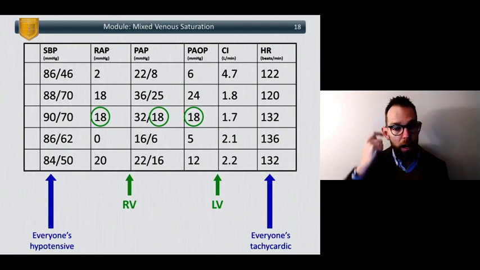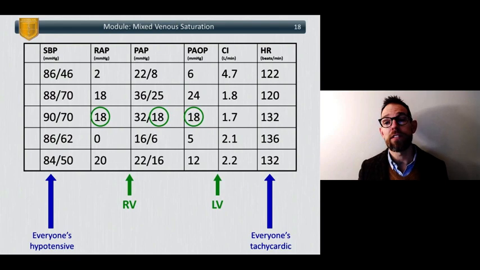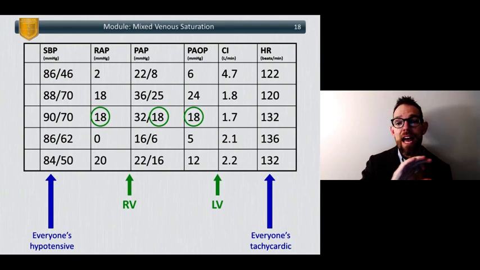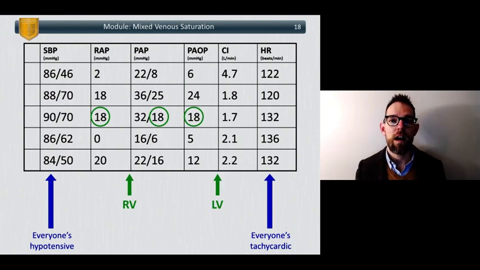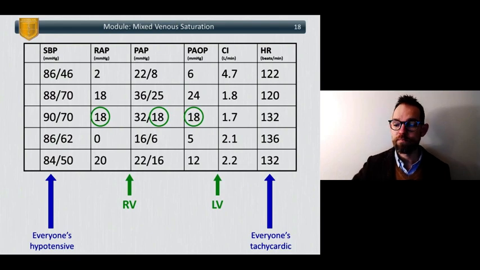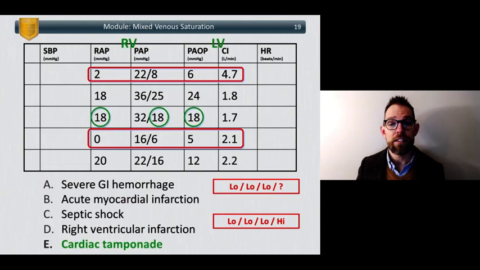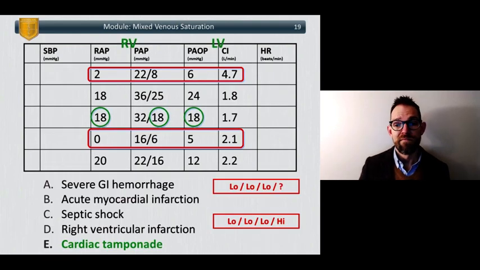we see that right atrial pressure equals the diastolic PA pressures and PA occlusion pressures. So you have an equilibration of pressures across all four chambers. Does that match up to anything? Yes, it does. That is cardiac tamponade. Cardiac tamponade is the equilibration of pressures across all four chambers of the heart. We will talk about cardiac tamponade during our cardiovascular lectures.